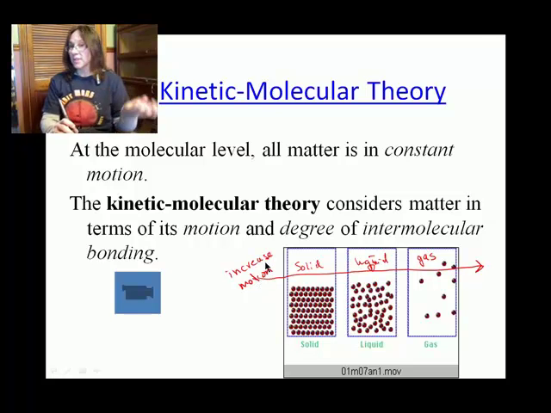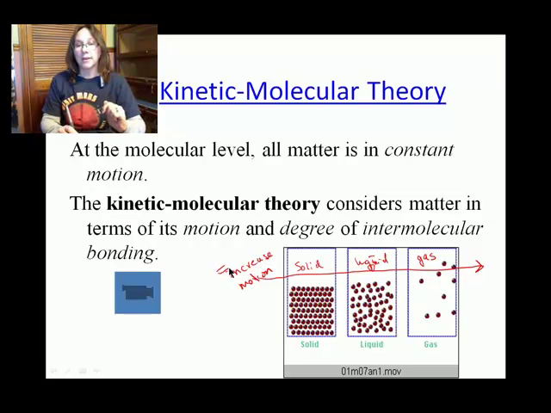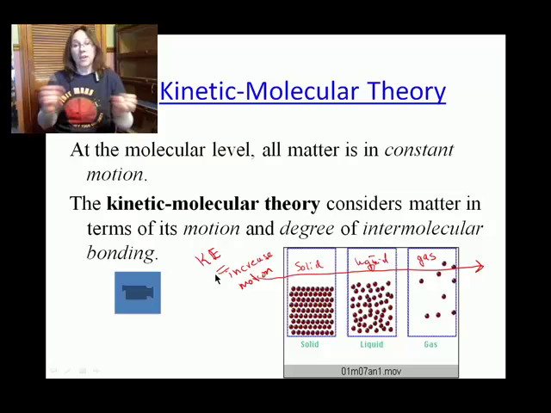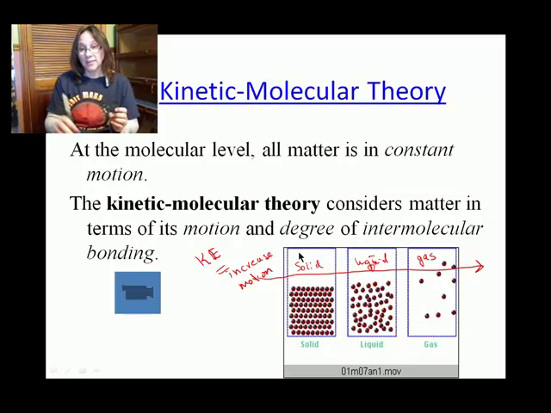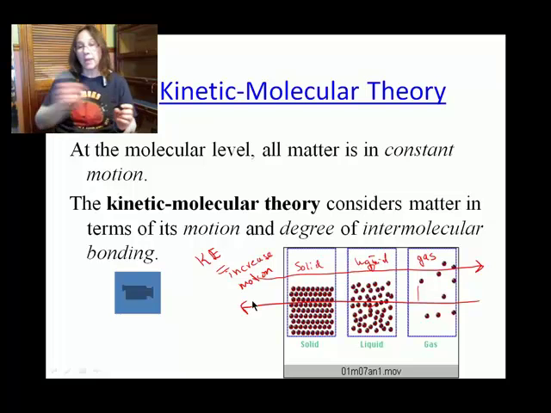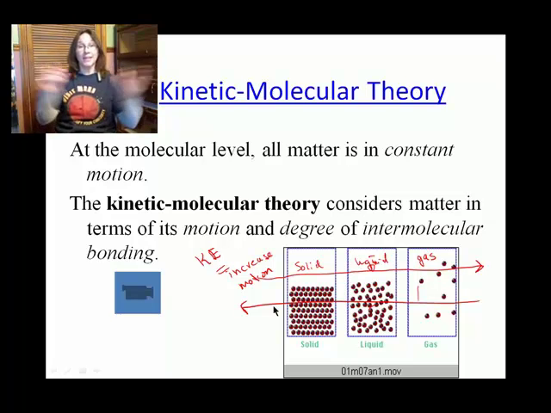And one of the things I think we talked about earlier is that we have this type of energy associated with motion called kinetic energy, or KE. So as matter goes from solid to a liquid, or from a liquid to a gas, it's increasing its kinetic energy, it's increasing its motion. Conversely, as matter goes from right back to left again, it is decreasing its kinetic energy. So gases go like this, liquids go like this, and solids go like this. Okay, that's called the kinetic molecular theory.